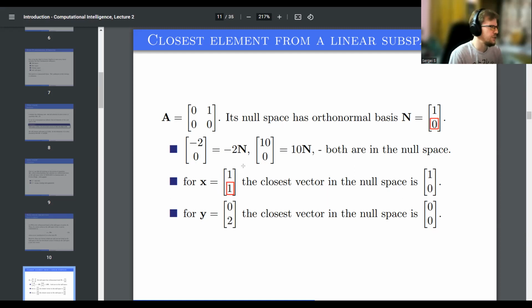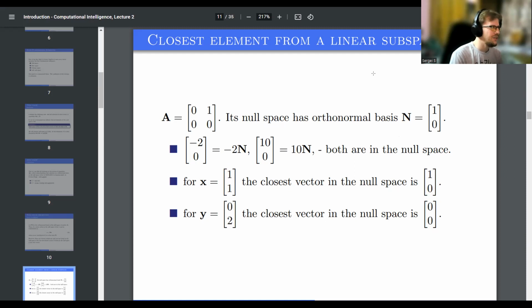And even simpler, multiply this x times a, you get 0 times 1 plus 1 times 1, which is 1. So already not 0. So not in the null space. The closest vector to it in the null space is this vector. You can trust me, or you can try to prove it, or whatever. How did I compute it? Well, I knew that this guy is a problem. This can be anything. So in this case, I set this to 0, and this is what I got.